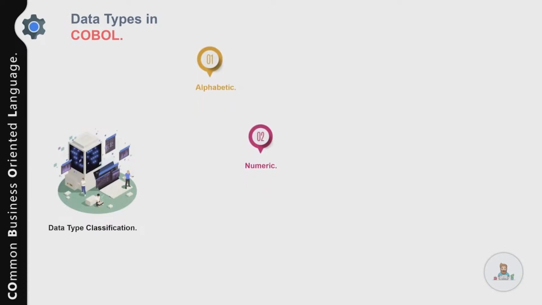So in COBOL, there are only three types of data. The first one is alphabetic, which is made up of upper and lower case letters. Then you have numeric, which is made up of digits, that is 0 to 9. After that you have alphanumeric data, which is made up of letters and digits.